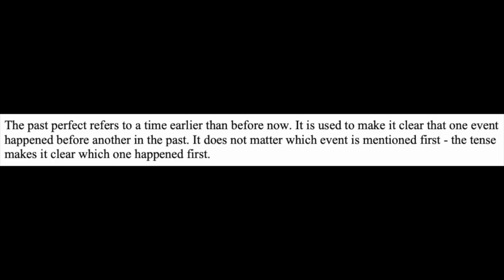Now let's look at how we can use that past perfect tense. So when do we use the past perfect tense? The past perfect refers to a time earlier than before now. It is used to make it clear that one event happened before another in the past. It doesn't matter which event is mentioned first. The tense makes it clear which one happened first.